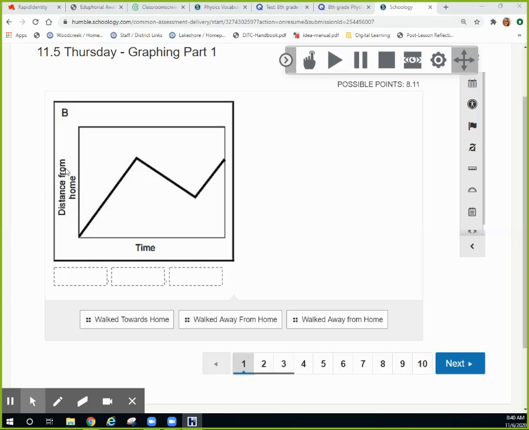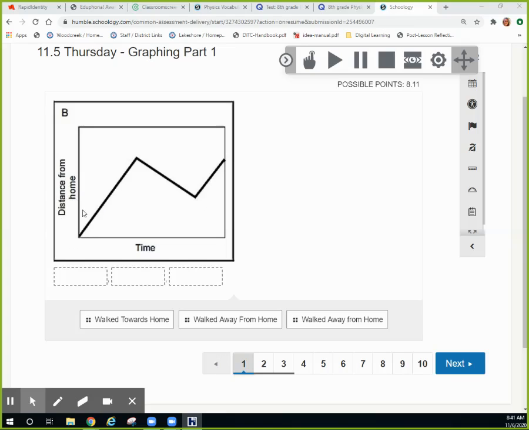It says distance from home on the y-axis and time on the x-axis. That's always your first step when you're analyzing a graph: what is your y-axis, what is your x-axis? The reason is because that tells you what you're looking at. What we're looking at is the distance traveled from home, right? Because distance is increasing as we move up the y-axis over a period of time, because time is increasing as we move across the x-axis. And we read it like we read a book, from left to right.